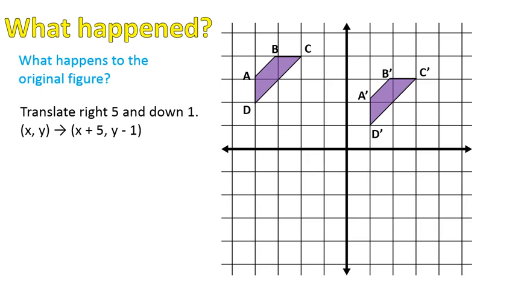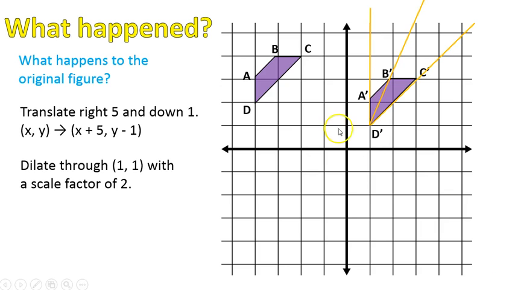Okay, again, that's a translation that would look like this: x plus 5, y minus 1. We went right 5, down 1, moved it to there. Then we dilated through the point 1, 1. Now this is a different type of dilation, but basically you start at that point. That's the dilation point of 1, 1, and I'm going to draw lines through each vertex of this trapezoid. And then I'm going to do the same thing that I did before.